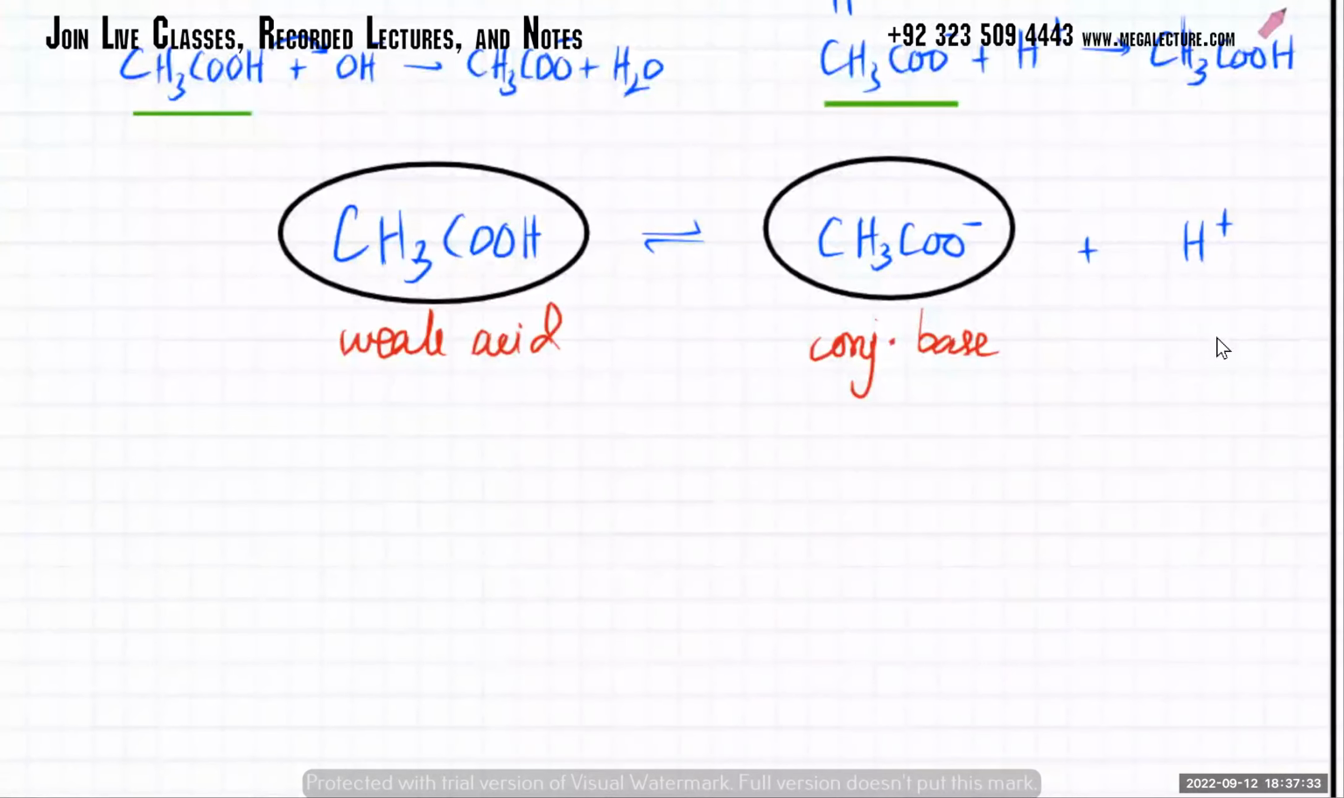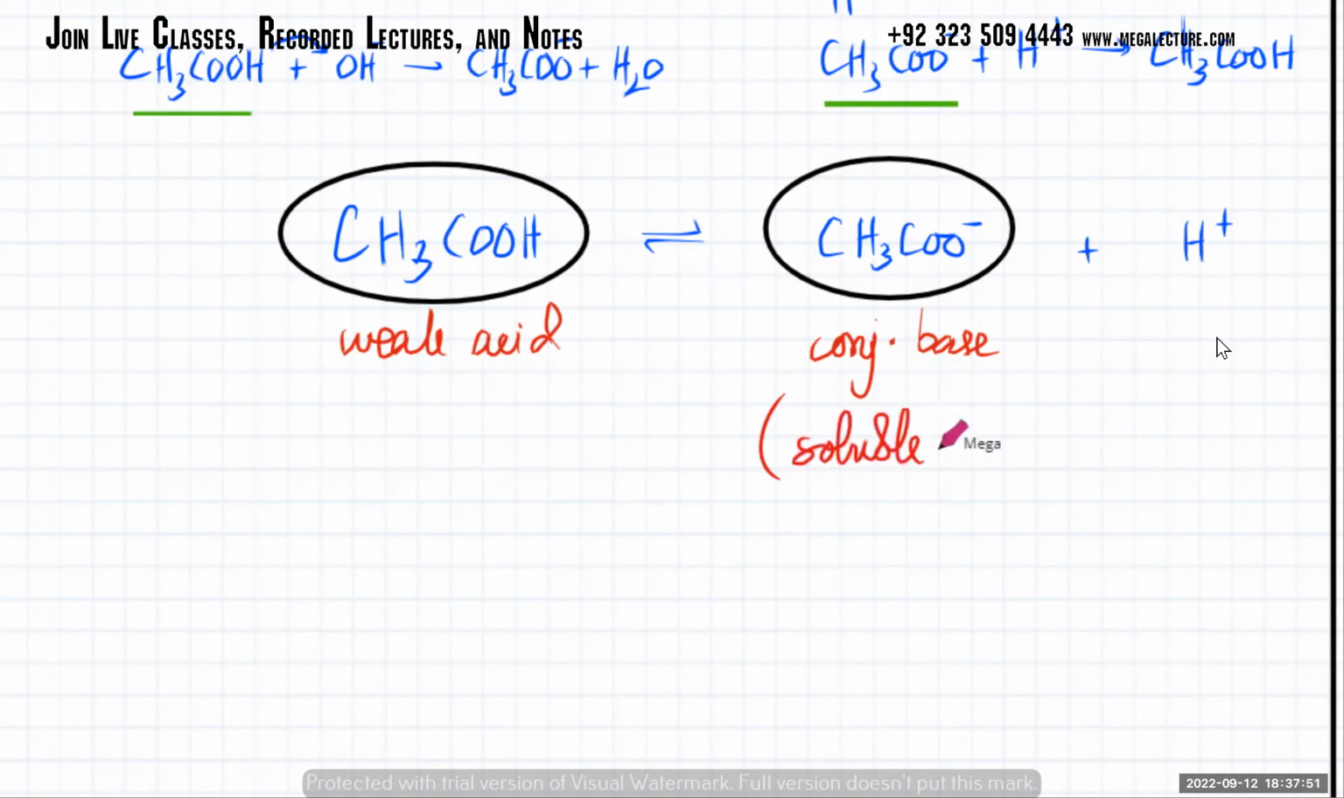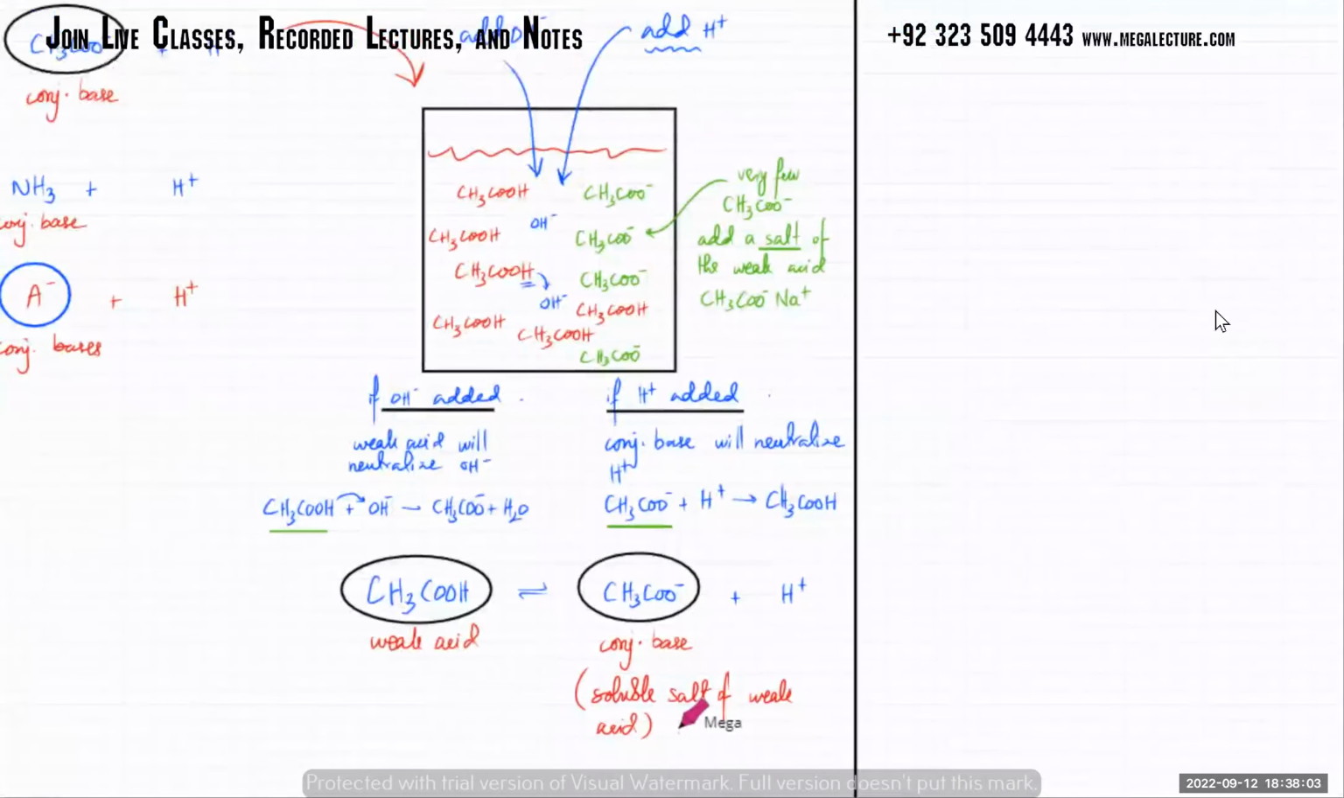So this ion, this one, is basically the weak acid, and the conjugate base is usually a soluble salt of the weak acid. It has to be a soluble salt, remember that as well. So the idea of the buffer is clear: ethanoic acid plus conjugate base forms a buffer.